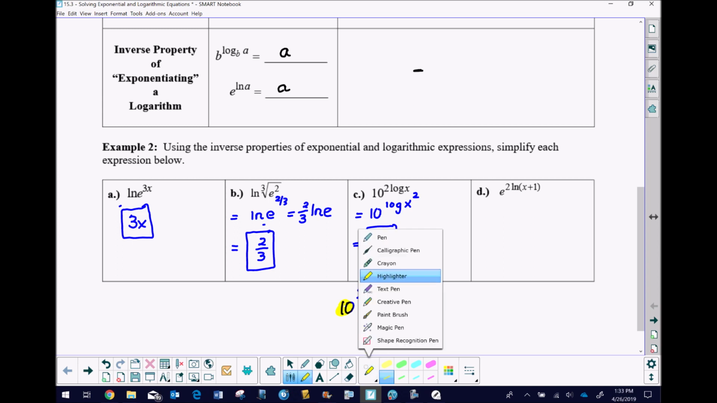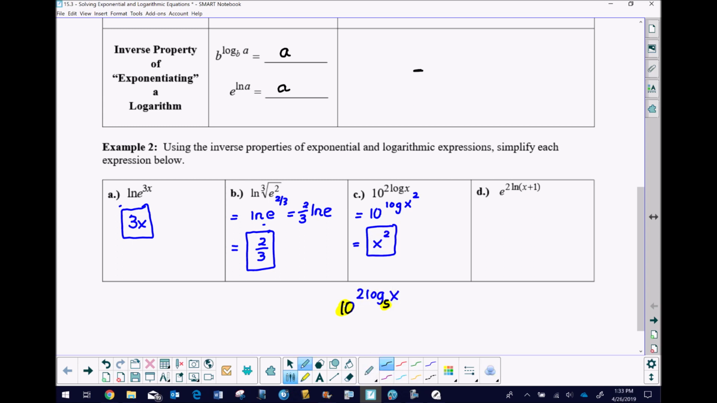All right, and if we take a look at part D, sorry, very similar situation here. This 2 is just not going to work for us. This 2 is going to have to plant itself as the power of the argument of the logarithm. So we have the natural log of x plus 1 quantity squared.